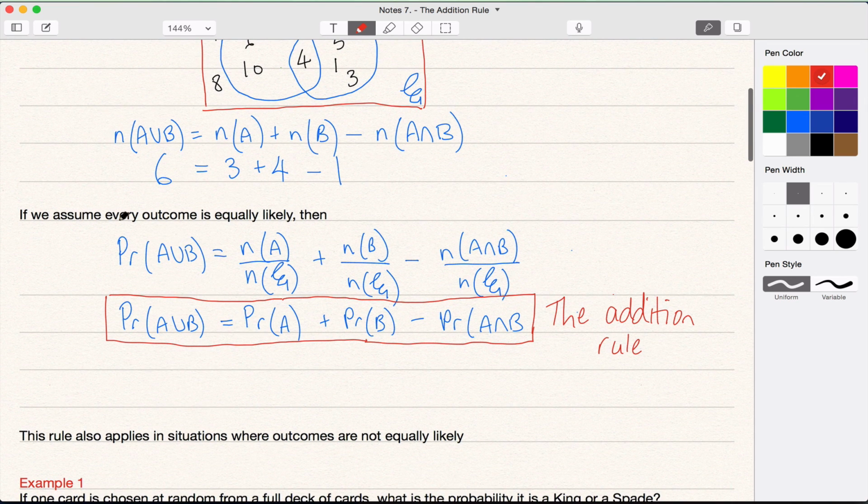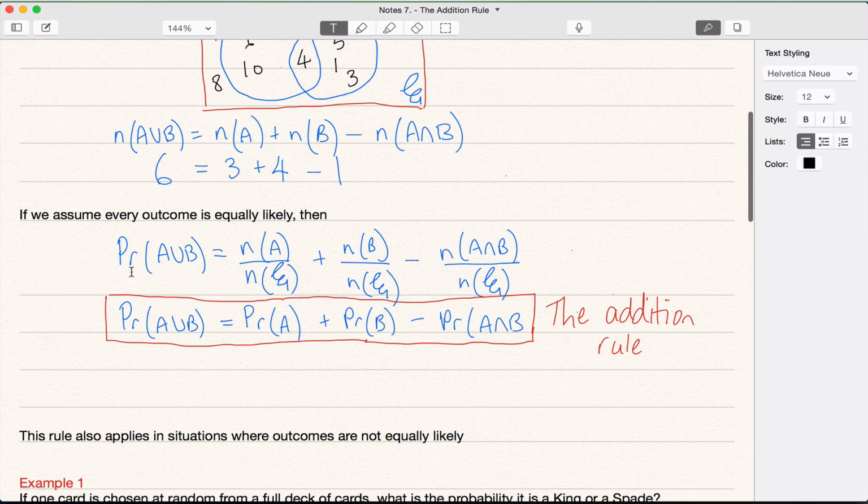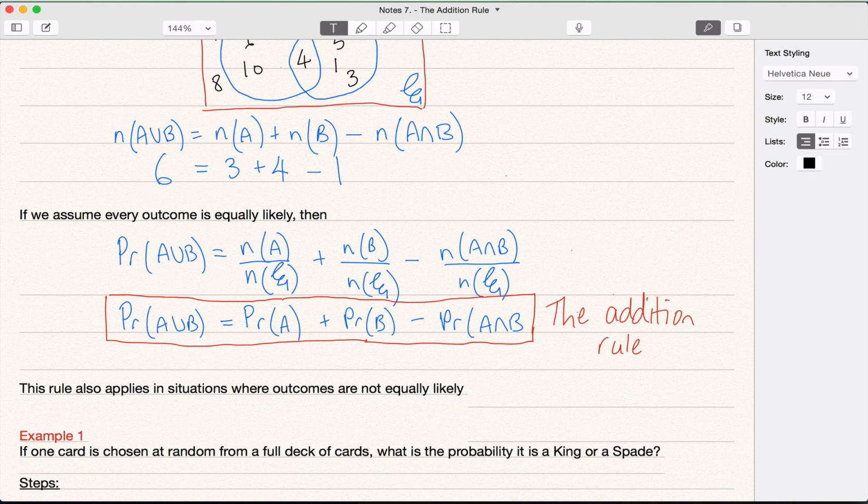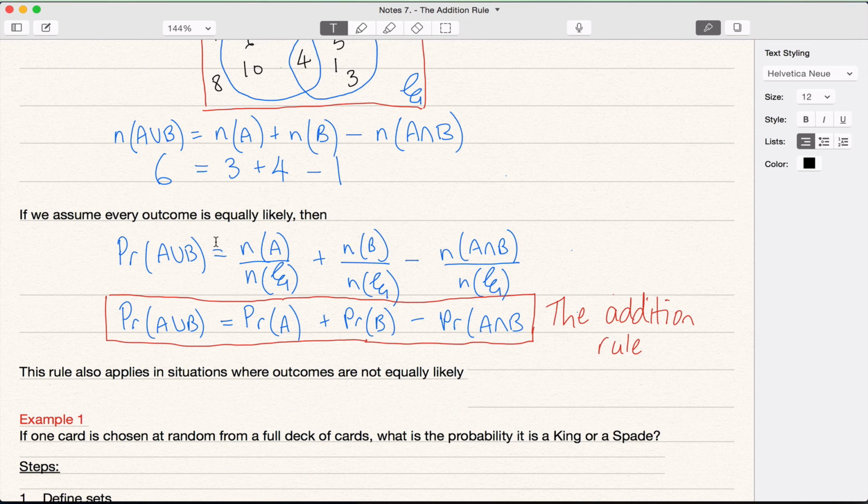Even though we found this rule by assuming every outcome is equally likely, that's how we came to this rule and derived it. Now that we've got it, it also applies in situations where the outcomes are not equally likely. So you just need to keep that in mind. It can be used in any situation.